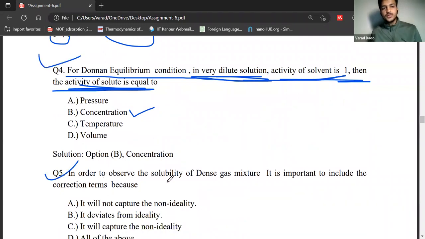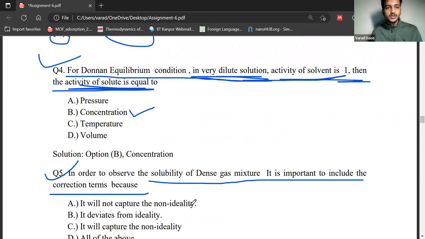So in order to observe the solubility of dense gas mixture, it is important to include the correction terms because it will not capture the non-ideality, it deviates from ideality, it will capture the non-ideality, or all of the above. Which of the following options is correct? So I'll give you a couple of minutes to solve.